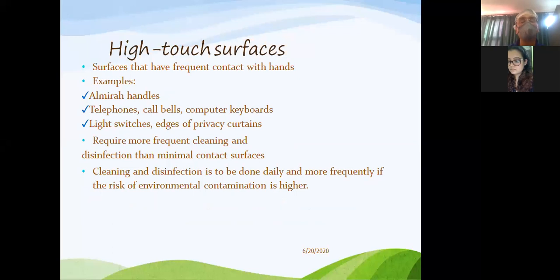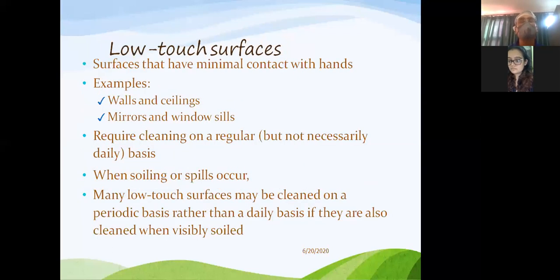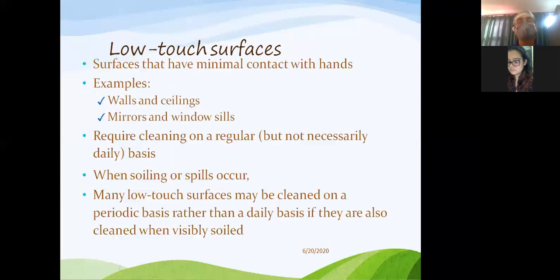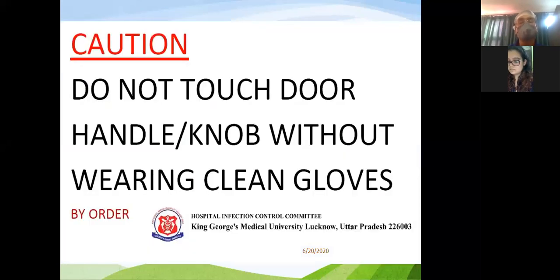Although a lot of precautions are taken in the hospital to decontaminate them, these are still high-touch surfaces. They are touched again and again, so we have to be careful about them, like almirah handles, telephones, light switches. There are also low-touch surfaces like walls, mirrors and windows. These are touched less, but do not try to touch anything. Maintain some distance from all these surfaces, so you can be very much safe.